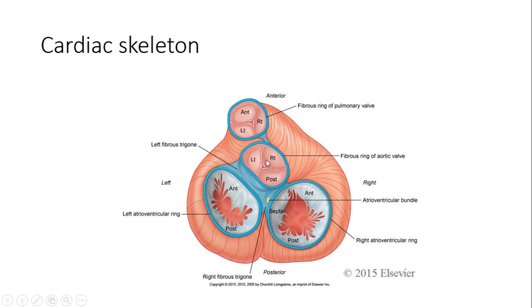Here's your pulmonary trunk, here's your aorta, here's your bicuspid valve or mitral valve on the left side, here's your tricuspid on the right side. The bicuspid has two leaflets, hence bicuspid or mitral. It's got the anterior and posterior cusp. The tricuspid valves have 3 leaflets: anterior, septal, and posterior. And of course, the aorta has 3 semilunar cusps. You have the posterior, the right, and the left, whereas the pulmonary trunk has an anterior and right and left here. There is a skeleton, a fibrous network of connective tissue that holds this in place and insulates it.